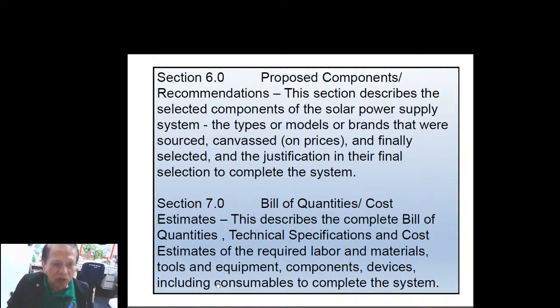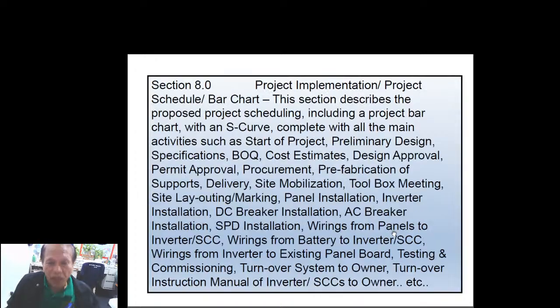Okay? And cost estimates of the required labor and materials, tools and equipment, components, devices, including consumables to complete the entire system. So, okay? 8.0, project implementation, project schedule or bar chart. This section describes the proposed project scheduling, including a project bar chart with an S-curve, preferably, no?